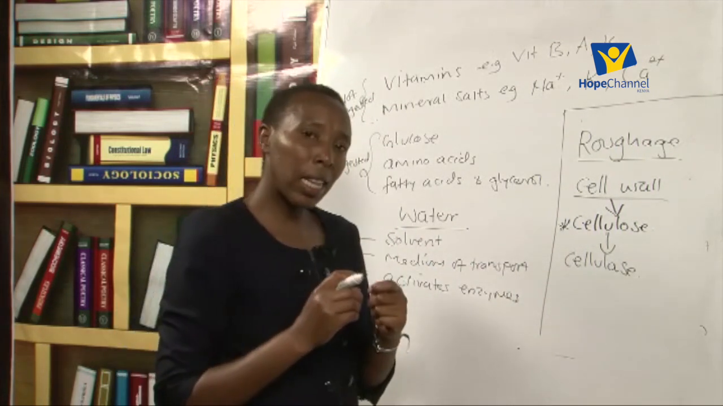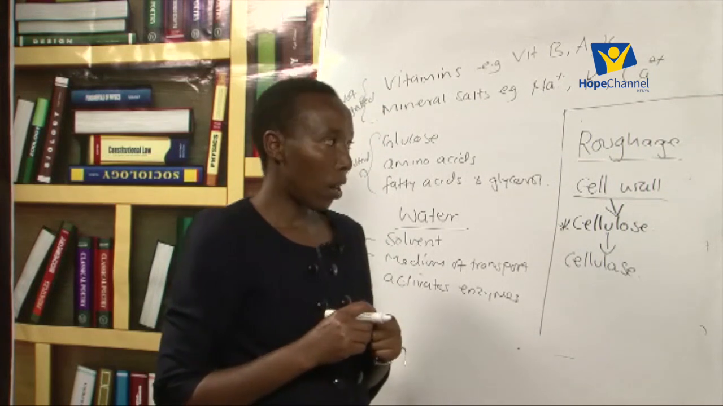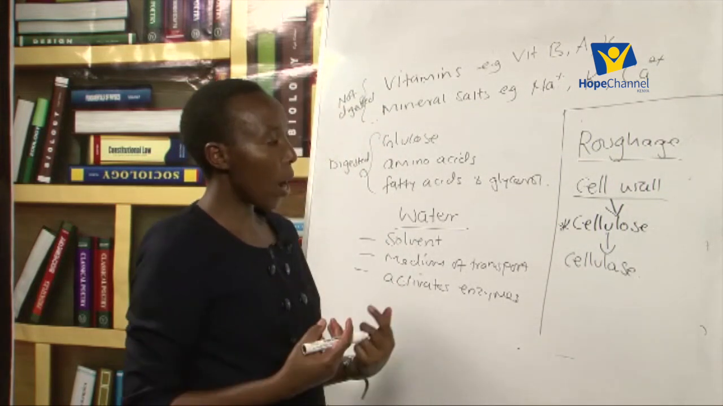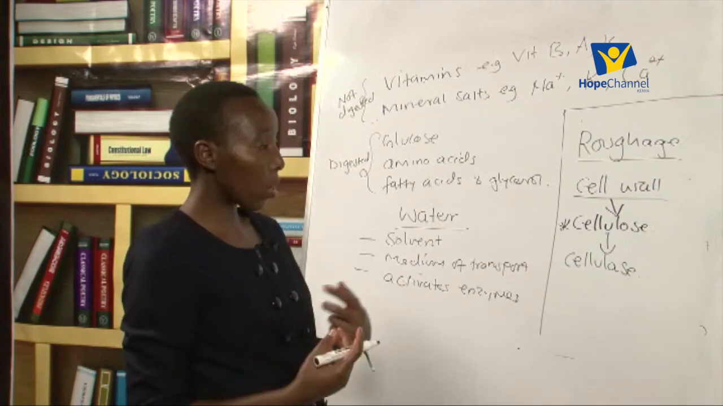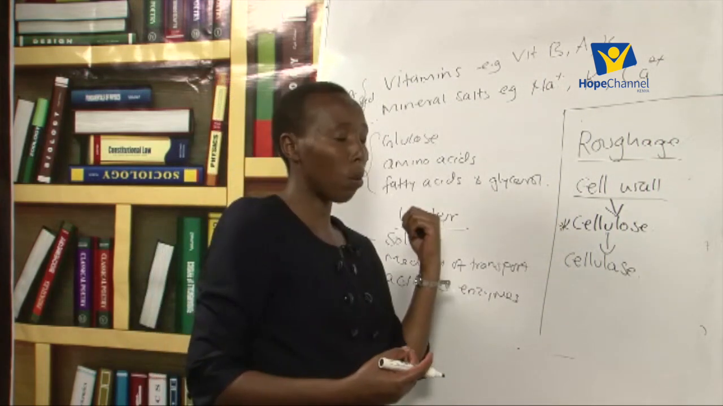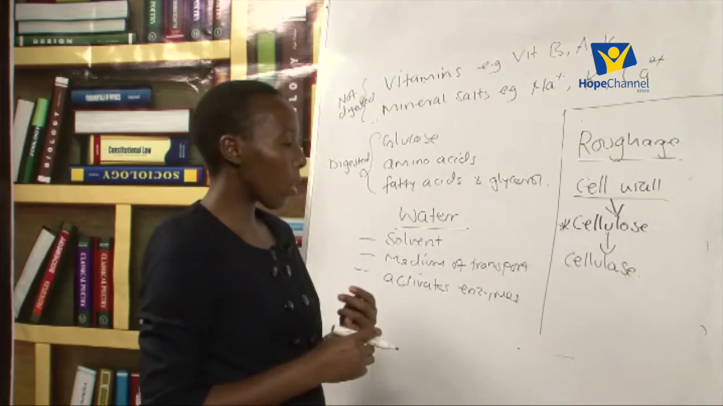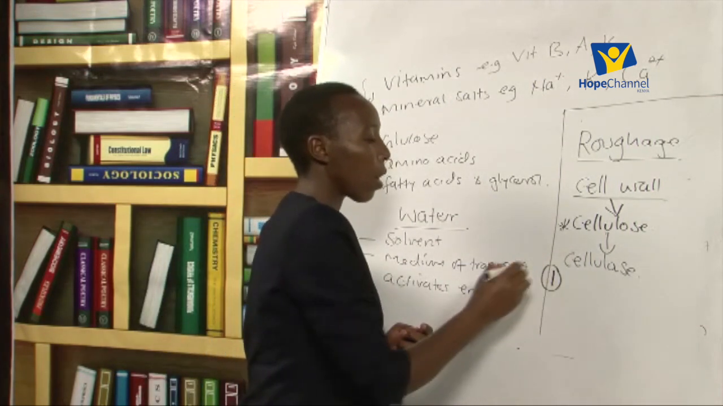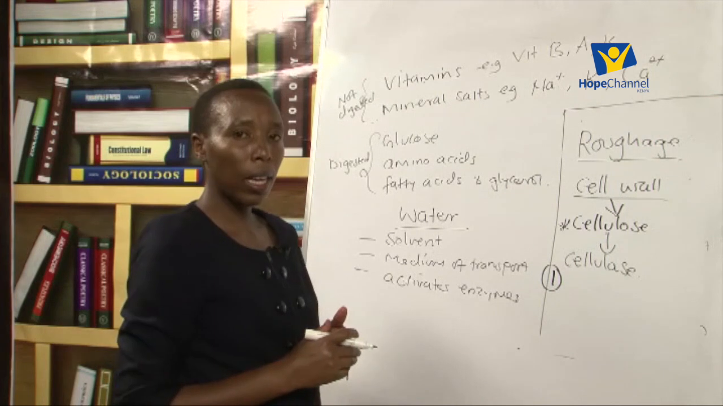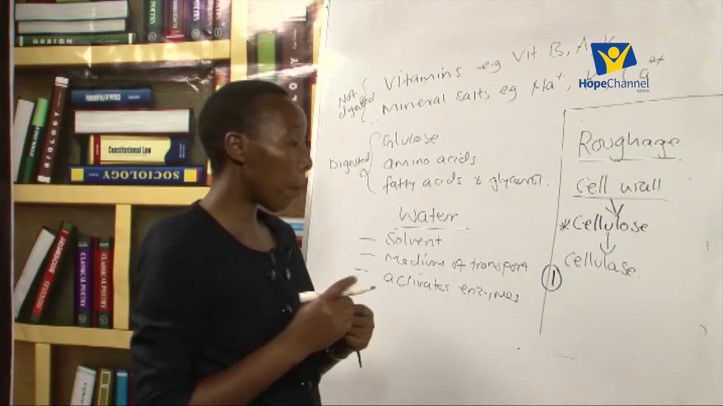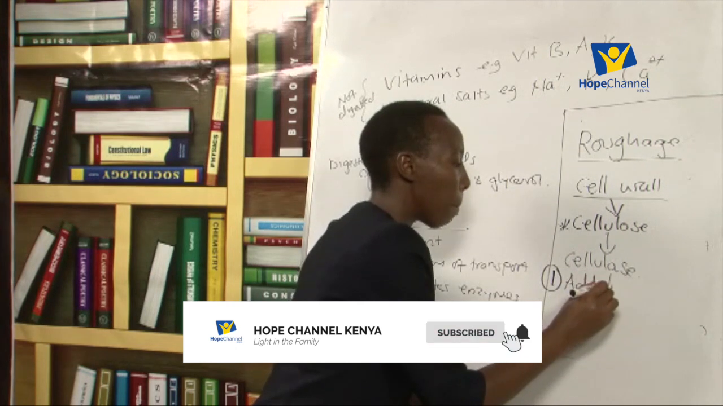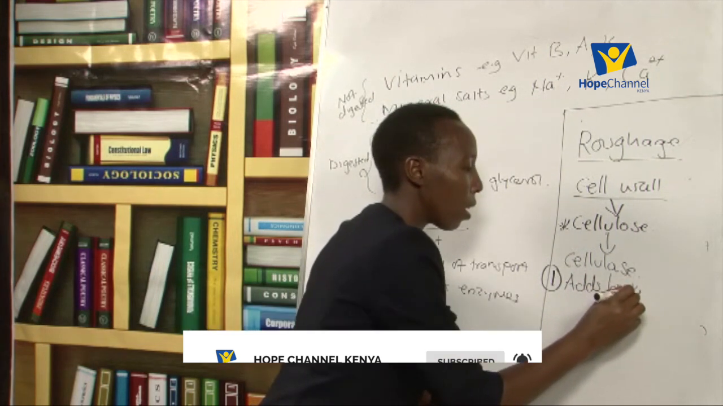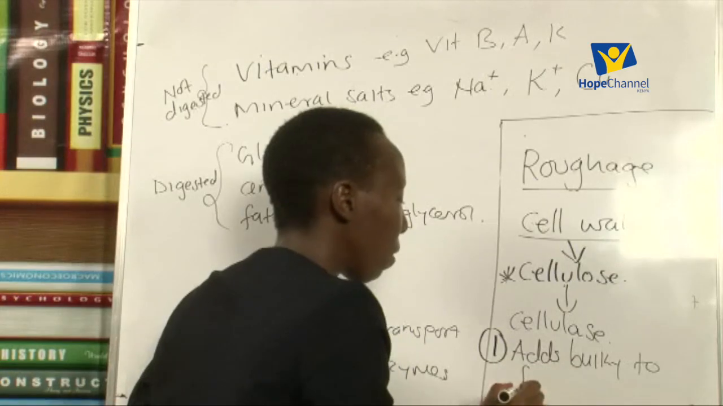But we still need that cellulose. Now, the question is, why do we need the roughage, which mostly is contributed by the cellulose? It is because, number one, roughage adds bulk to the food.